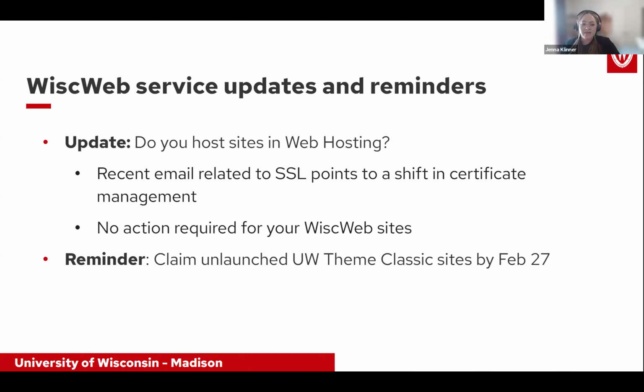And then a reminder, we had sent out an email a couple weeks ago about claiming unlaunched sites. There was some confusion around this, so I did just want to touch on this really briefly, and I'll upload the spreadsheet to the chat momentarily. But essentially, we have a number of sites in our old UW Theme Classic environment that never launched. So they're still publishing to .wiscweb.wisc.edu URLs. This does not impact any new sites that are in UW Theme 2.0. It's just the old sites.